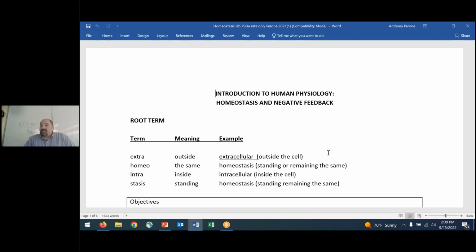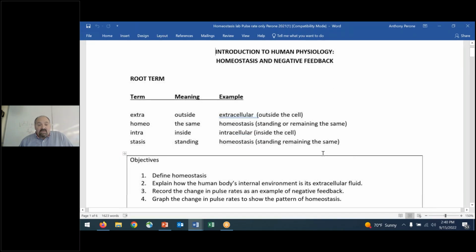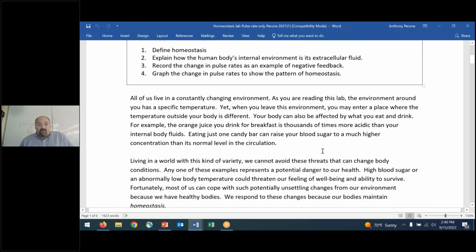Now, know that that set point is going to be a little bit different when you're exercising than when you're just relaxing and chilling out, right? So you're going to read through this, and you're going to be taking a pulse. We're going to be taking our radial pulse.